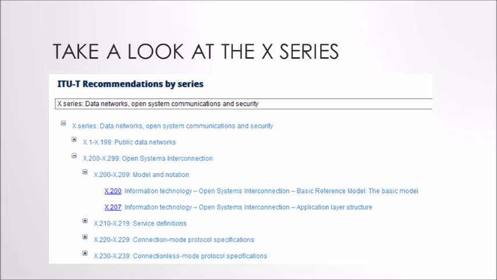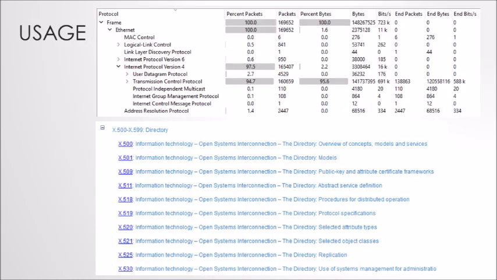But I thought it worthwhile to talk about one other thing, and that is usage. Now, if you do a capture and look for protocols or standards that are not from the IETF TCP/IP model, you just don't find much. And that's actually simply the way it is. And this is why I spend most of my time talking about the TCP/IP model.